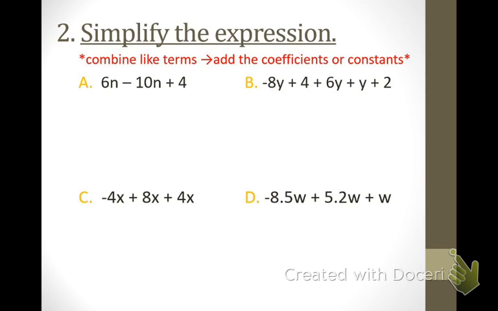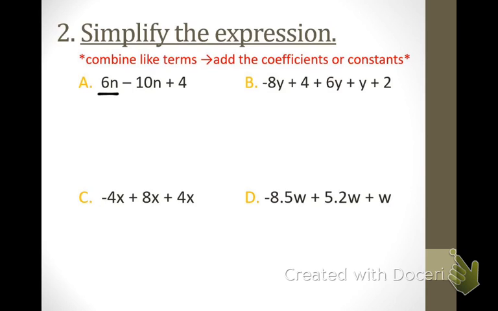All right, next instructions have asked us to simplify the expression. In red, I hope you've written this part down. All that means is you've got to combine the like terms. So you're going to add or subtract them together. And that just means to add the coefficients or add the constants. So let's work through problem A to start with. 6n minus 10n plus 4.